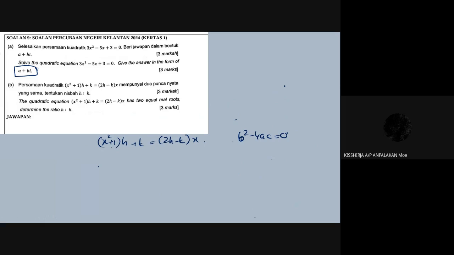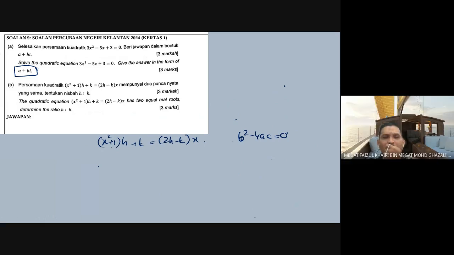Minus 2x minus 2h minus k over x. Bring to the other side. Because for this one, it's a coefficient of x, and this is x squared plus 1h. So are we going to expand this first? Yes, and then bring to the other side. x squared times h, x squared plus h plus k equal to 2h minus k, put x here. So h x squared minus (2h minus k) x plus h plus k equal to 0. Am I right? Yeah. Okay, so now we can do that.